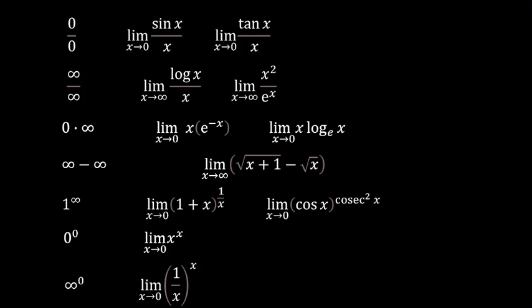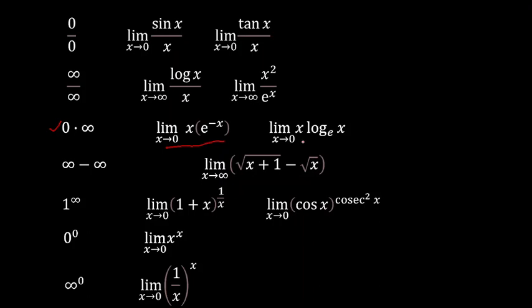Okay, 0 into infinity form. x tends to 0 limit x into e to the power minus x. At x equal to 0, e to the power minus x is infinity. So x into e to the power minus x, when x tends to 0, is what form? It is 0 into infinity form. So we have seen this example.